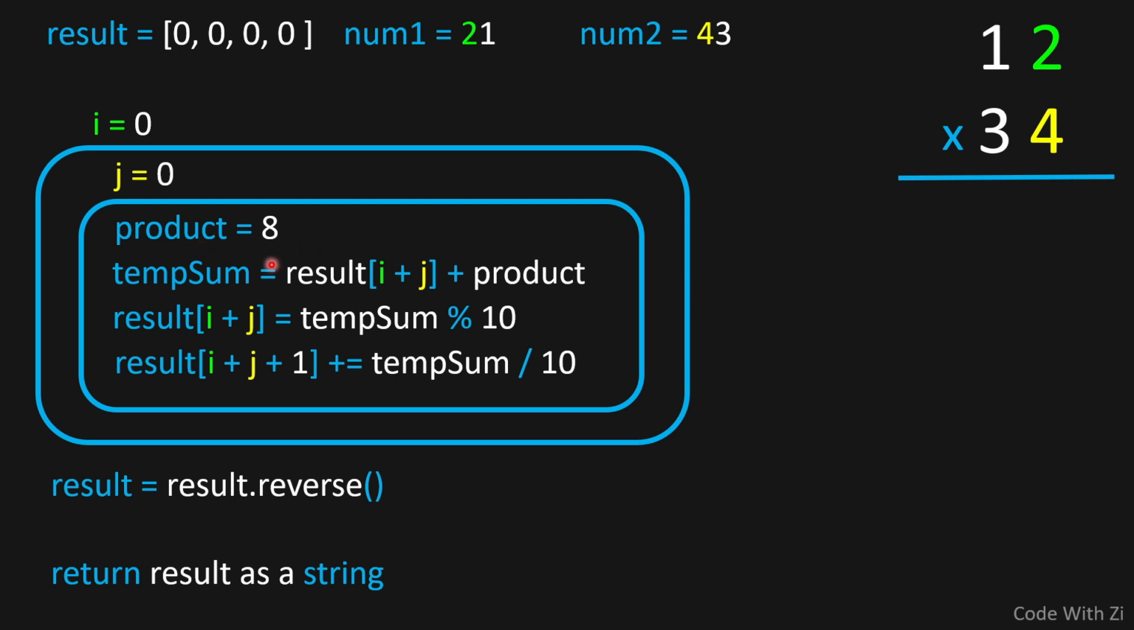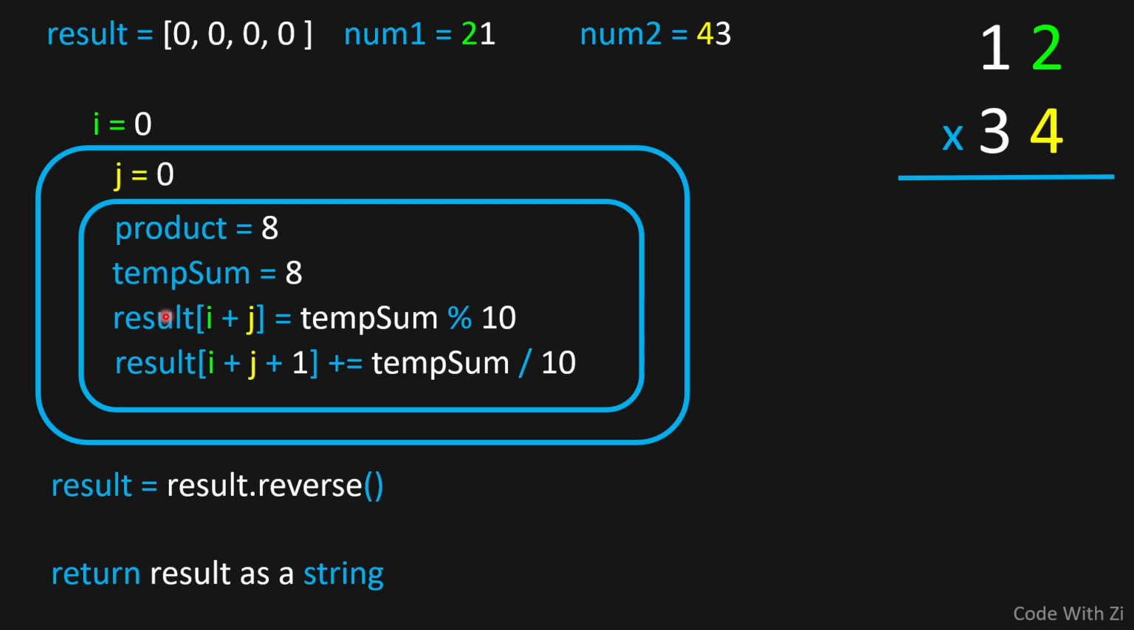And then we're going to come down here, and we're going to say temp sum is equal to result of i plus j. As you can see, they are both 0. So this is going to give us 0, and the number at the index of 0 in our result is going to be this 0 here. So that's going to give us 0 again, like so. And our product is 8. So our temp sum is going to be 8.